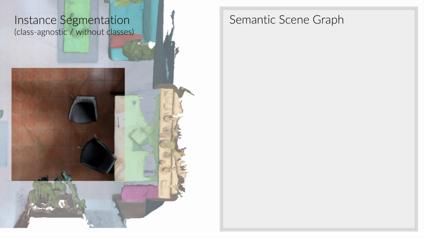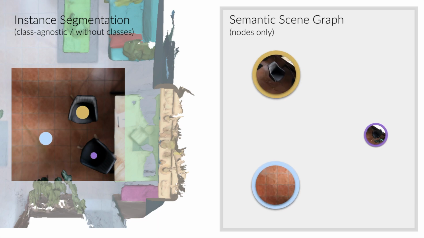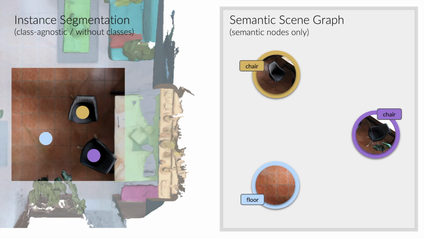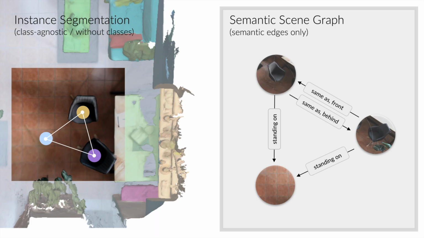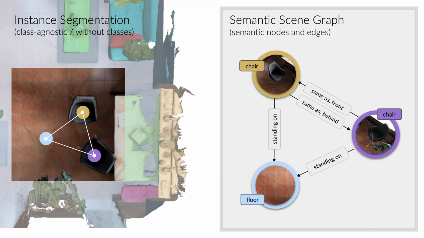A semantic scene graph consists of nodes, the objects in a scene, which are identified by their semantic labels and properties, and the relationships between the nodes. It's important to note that those connections are of semantic nature. They either represent support, proximity, or comparative relationships.